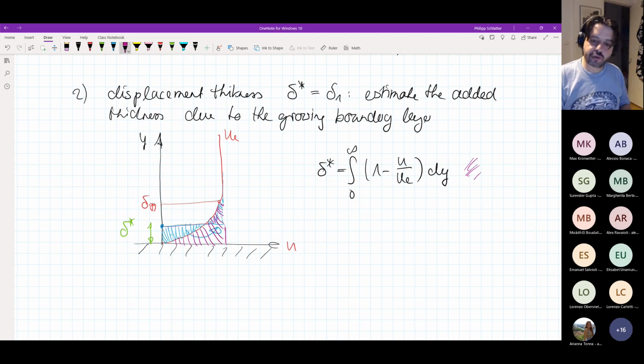With this, I would also like to stop for the first hour, and I take a short break, and then we will continue after the break with the second definition of a boundary layer thickness.